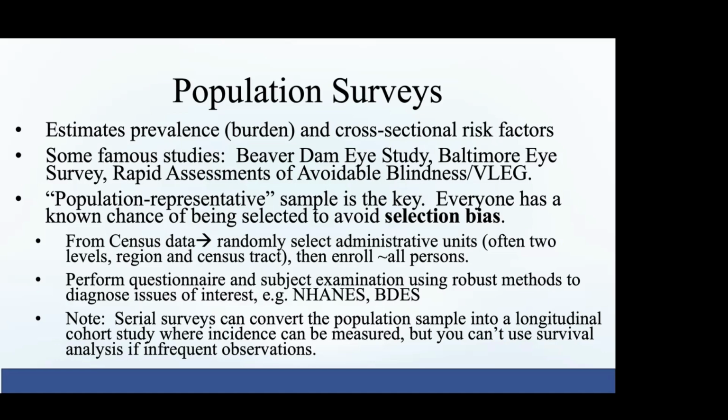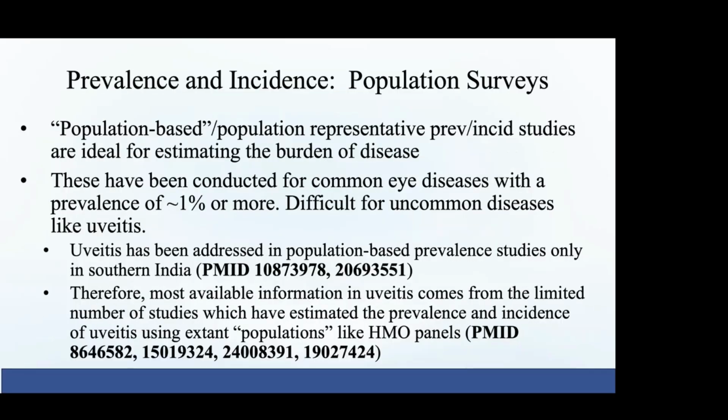The National Health and Nutrition Examination Survey is a commonly used study for this kind of thing, as is the Beaver Dam Eye Study. If you do serial surveys like Beaver Dam, you can convert the population sample into a longitudinal cohort study where incidence can be measured. But if you're only observing infrequently, you can't use survival analysis, which would be the usual way for a prospective study.